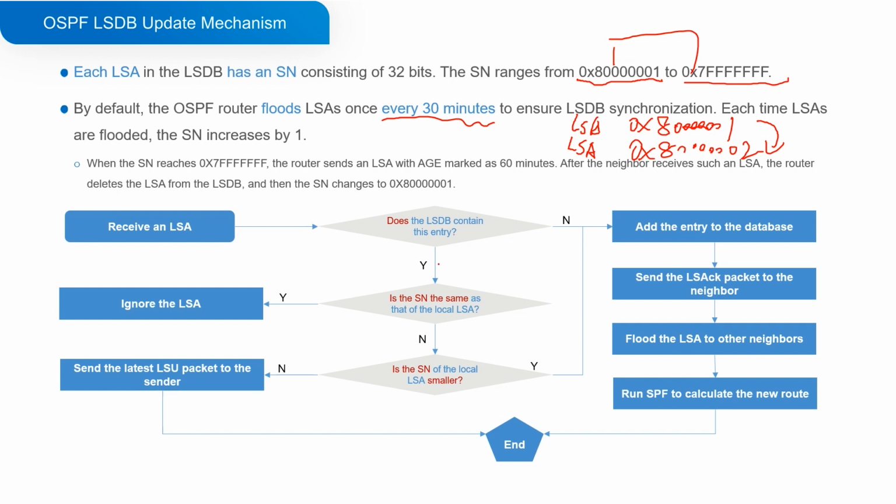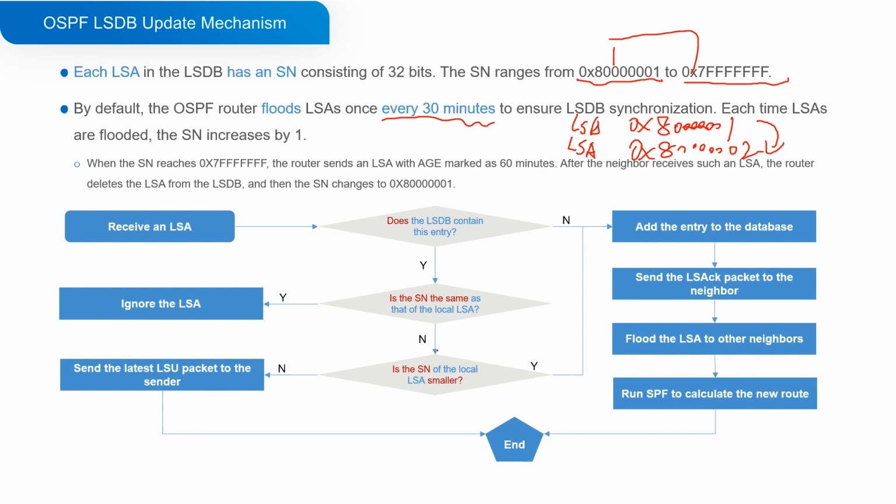After this, the next step is to check whether the SN is the same as the local RSA's. Actually we have two choices: it's the same or it's not the same. If the SN number is the same, we can just ignore the RSA because we have the newest RSA information. If we find the SN number is different, the next step is to compare the SN numbers.